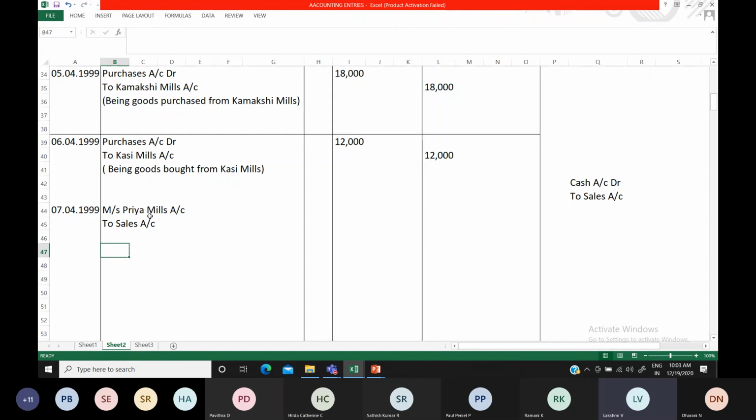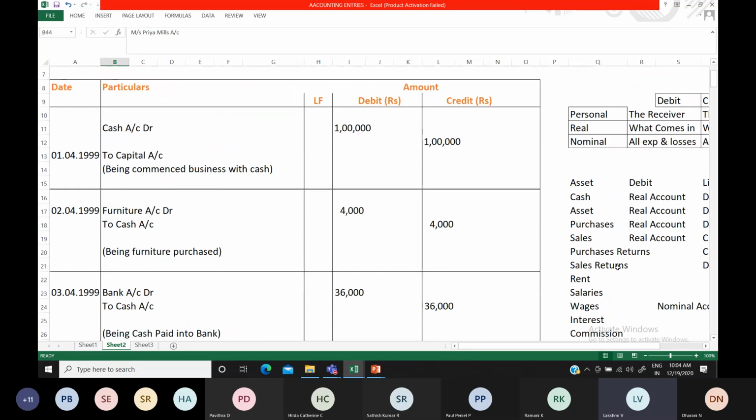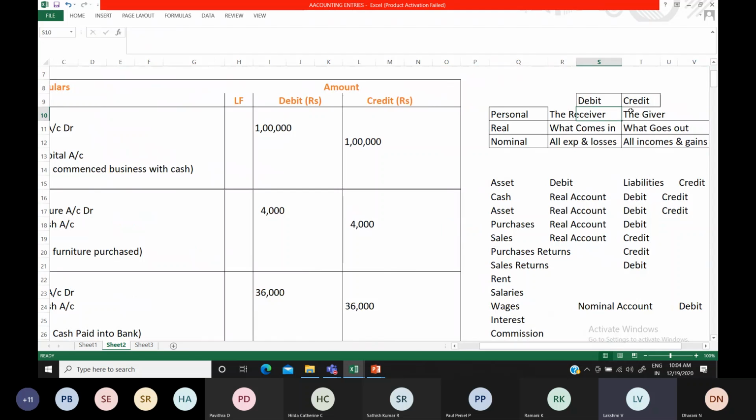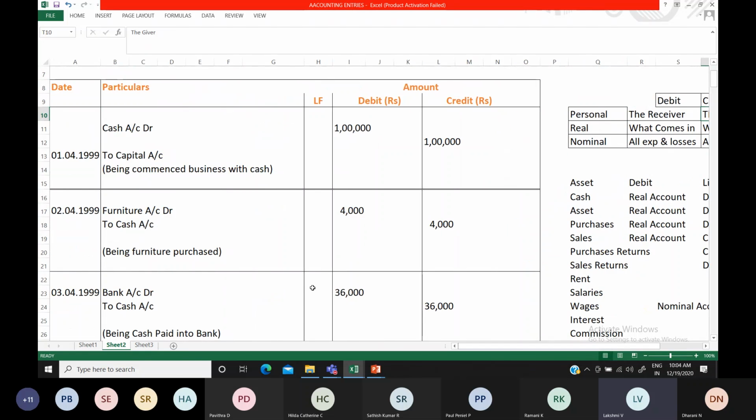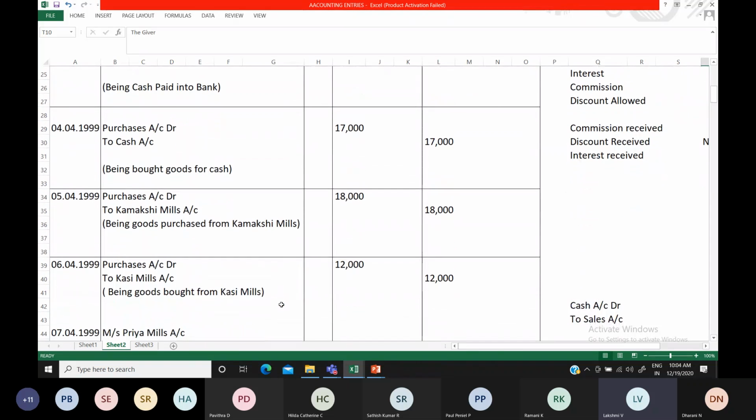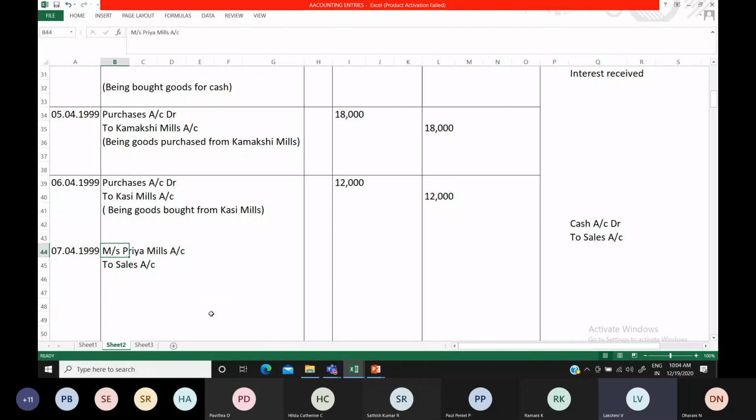Because Priya Mills is the receiver, it is a personal account. What is the rule for the personal account? Debit the receiver, credit the giver. Here, who is receiving when I sell the goods to that person, to that firm? That Priya Mills only is receiving the goods. So that person, that firm, is the receiver here. So I have to debit their account only instead of cash account. If it is cash sales I will debit cash; if it is credit sales, that person's or firm's name I have to debit.